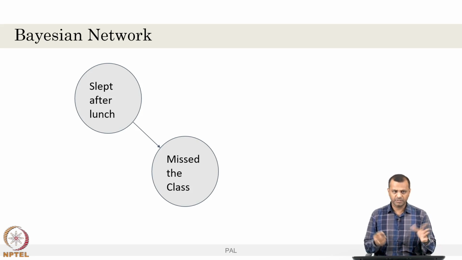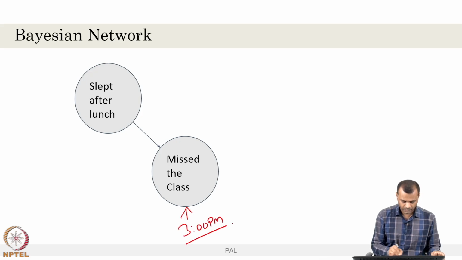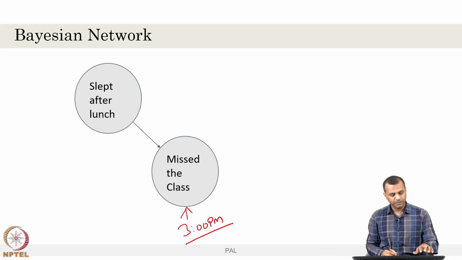I've just made up a Bayesian network here. Suppose the class is at, say, 3 p.m. A student had lunch at 1 p.m. and from 2 thought he would sleep. If he slept and is not getting up, not getting the reply, he might have missed the class. Okay, this is a possibility.